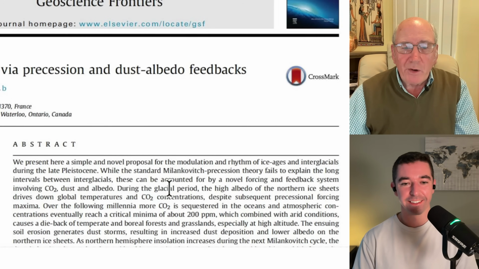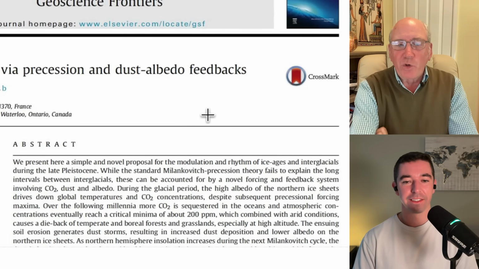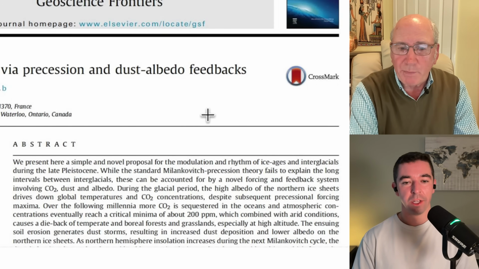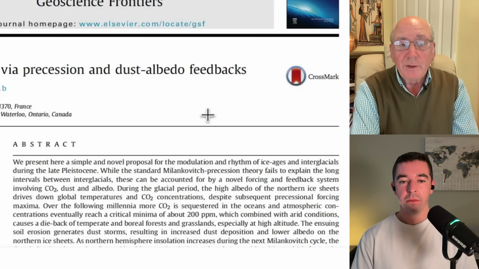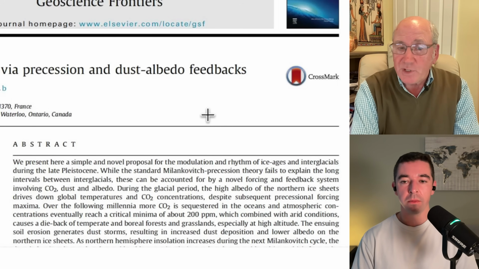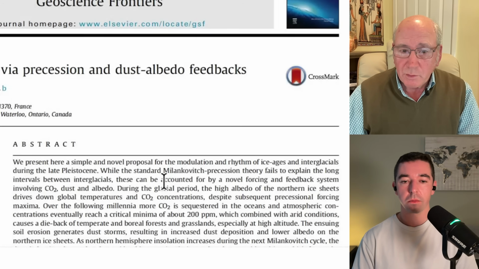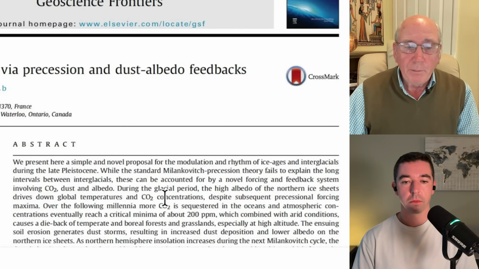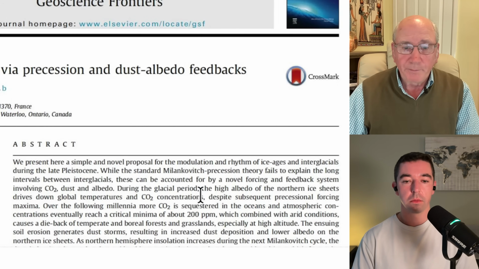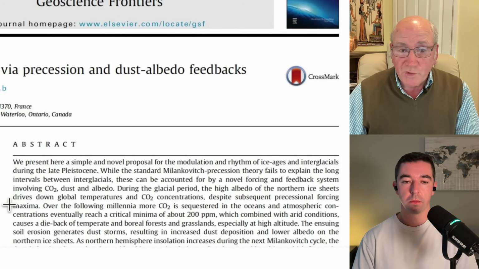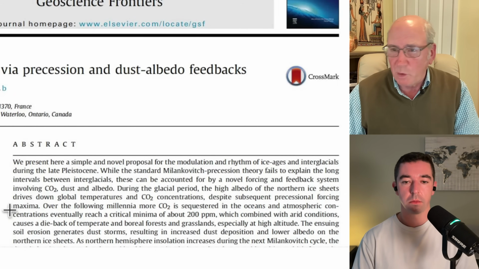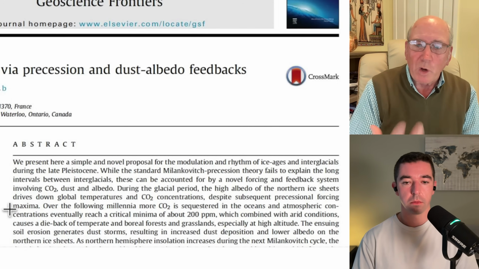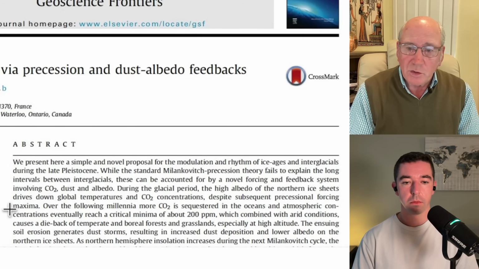During the glacial period, the high albedo of the northern ice sheets drives down global temperatures because it's bright white, and drives down CO2 concentrations because the seas absorb more CO2 when it's cold. Despite subsequent precessional forcing maxima, we'll look at that as well, although the orbital cycles change, the temperature doesn't.